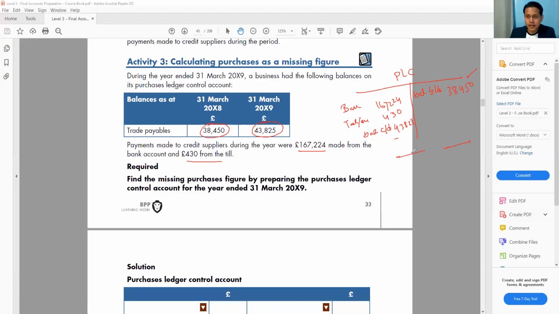So let's make it total and minus the other side to find the purchase. Because if I buy something, I have to pay more money. So I'm writing on the credit side. So adding 167,224 plus 430 plus 43,825 minus 38,450. That will give you the balance. So let's find the total first. How much is the total? That is 211,479.